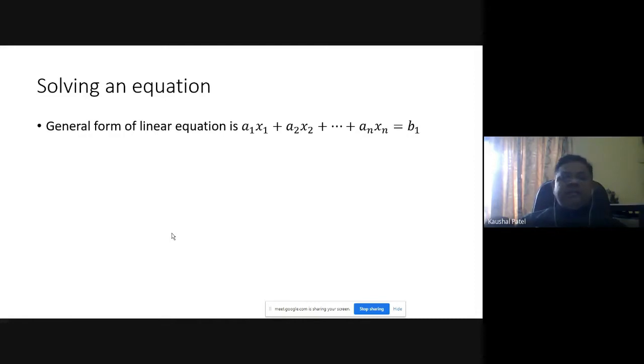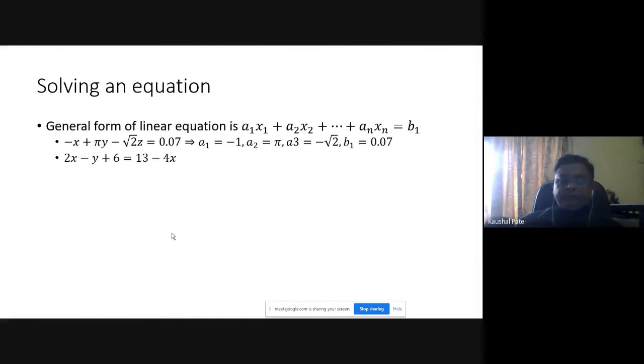So we can deal with the general form of a linear equation, defined as a1x1 plus a2x2 plus up to anxn equal to b1. Now suppose we have the equation minus x plus pi y minus root 2 z equal to 0.07. Comparing, a1 is equal to minus 1, a2 is equal to pi, a3 is equal to minus root 2, and b1 equal to 0.07. We can say that it is a linear form.